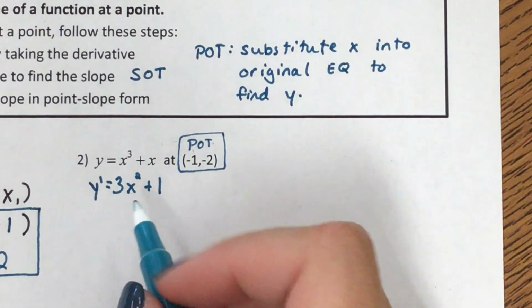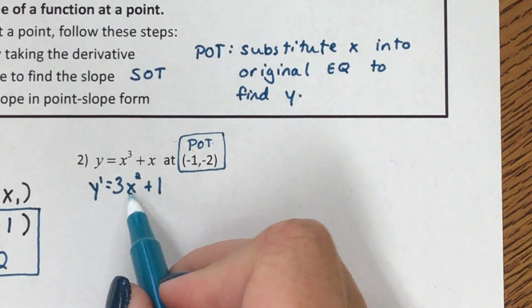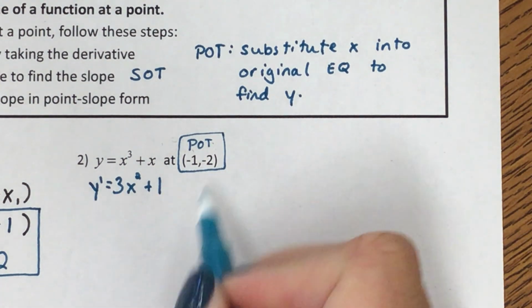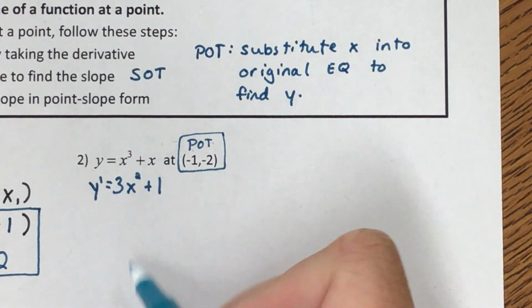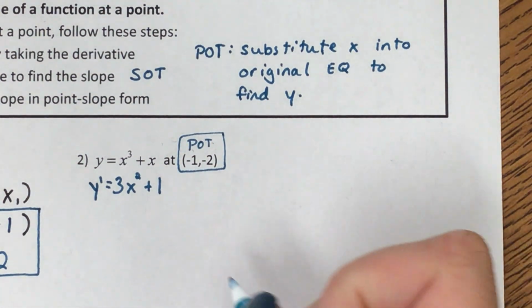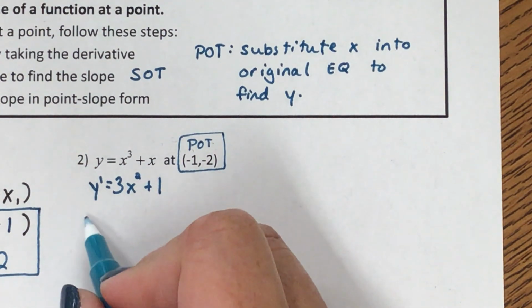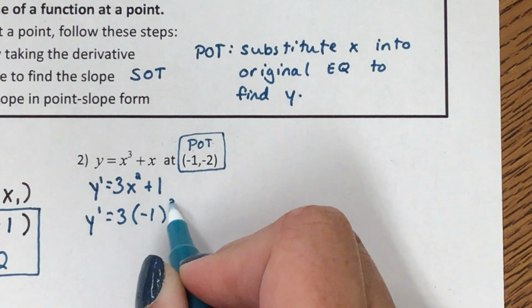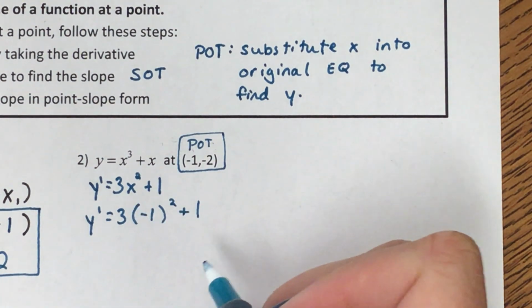Okay, so we have found the equation for slope. Whatever x value you plug in here will give you the slope at whatever point of tangency it is. So if we picked a different x value, we would find a different tangent line, which would mean the slope would be different. Let's plug in -1 everywhere we see an x. So y prime equals 3 times -1 squared plus 1. Because x was negative, I'm putting it in parentheses this time.